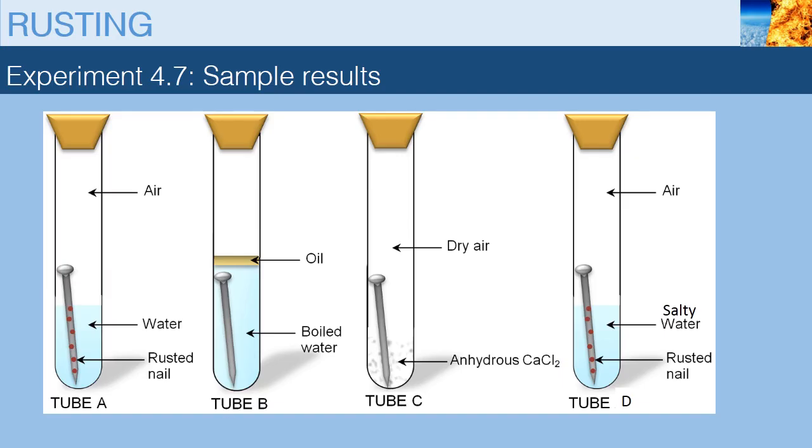In test tube B and C, there was no rusting. For test tube B, boiling the water drives out any air dissolved in it, and therefore the iron nail does not have any oxygen to react with, so there was no rusting. The process cannot take place because of the absence of oxygen. The oil layer added on top is to prevent the re-entry of air through dissolving into the water.